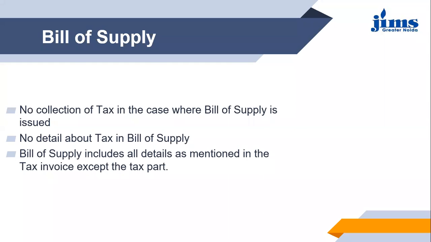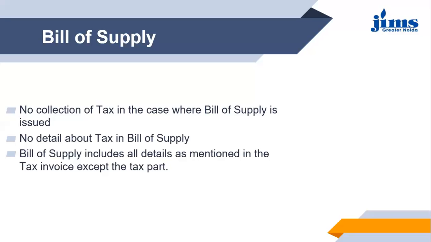Most probably we will have all the other important details that we considered under the tax invoice. It is just that the tax part which was there in the tax invoice will not be there under the bill of supply. So the bill of supply and the tax invoice are two separate documents.